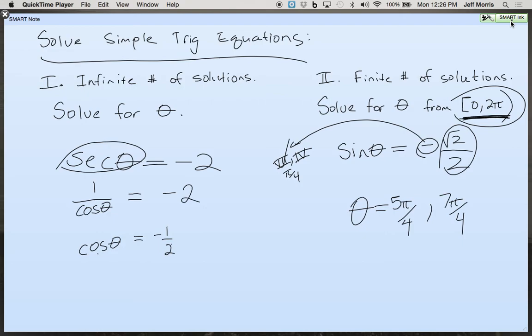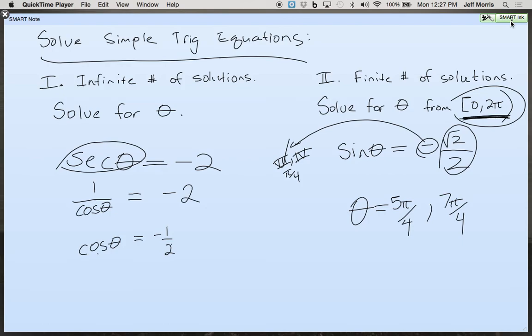Negative 1/2. Done. You already changed it into cosine. So if I see a problem like this tomorrow, cosecant theta is equal to root 2. I can do the reciprocal of cosecant, what? Sine. I can do the reciprocal of root 2, which is what? Root 2 over 2. So is that solved, like the cosine? I've not solved yet, but I've got it to the point where I can solve it now.